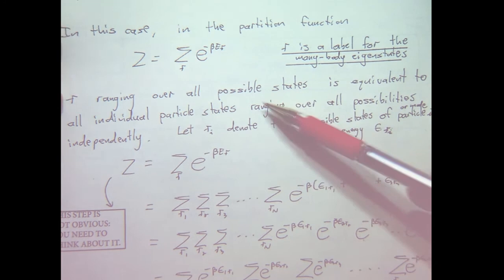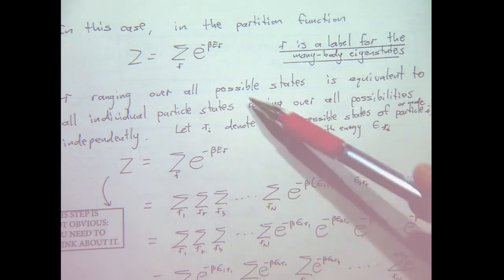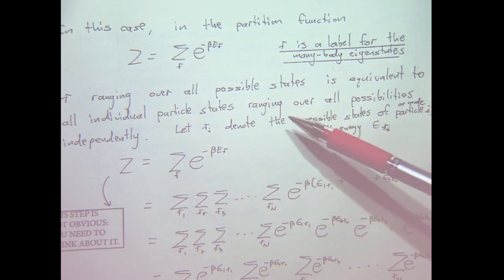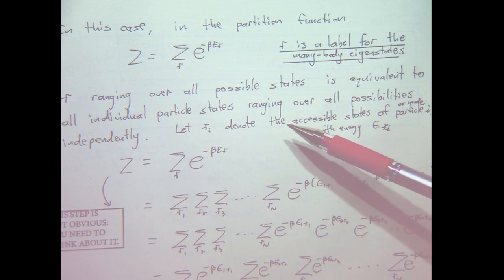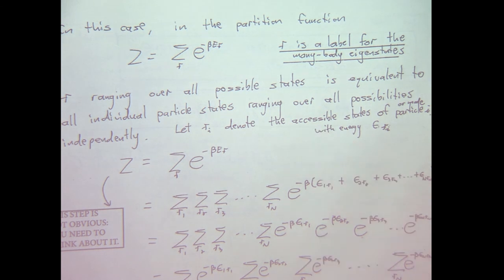But remember, there are gaps. So there are some combinations of single particle states that might not be possible for whatever reason. So there are always these gaps. And those gaps can happen in all sorts of places, in all sorts of regions in state space.